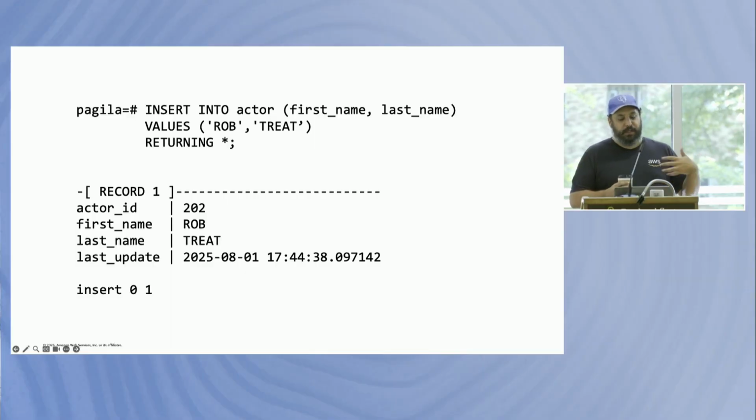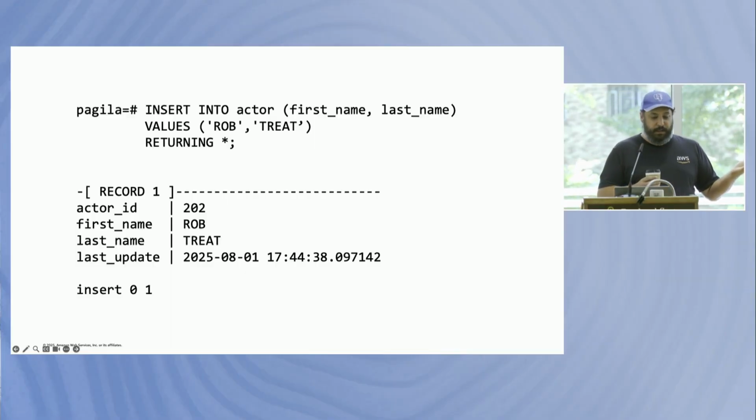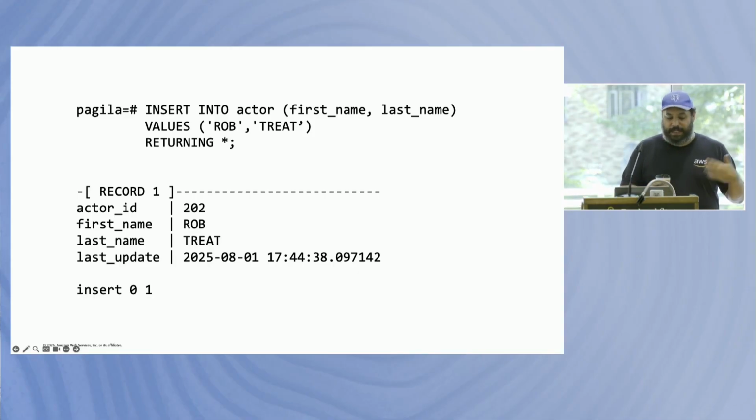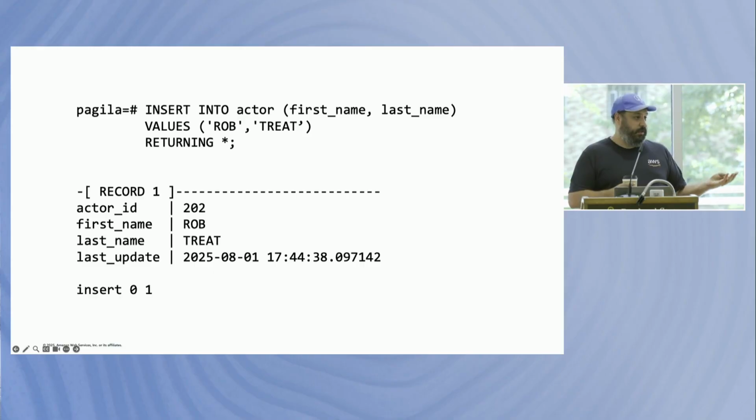And you will note that I only gave it 2 fields worth of data, and I got 4 fields back because I said return star, which is kind of like select star. That's an argument for a different bar. But I do return star to say, give me all the columns back. And it gives me the ID number that was automatically generated. It gives me the timestamp of the update. Right, and I get all that back. I don't have to know it.